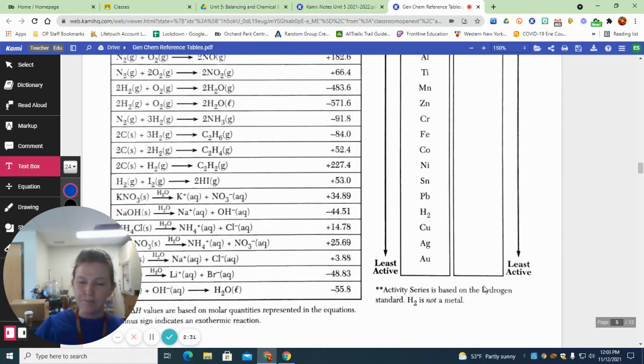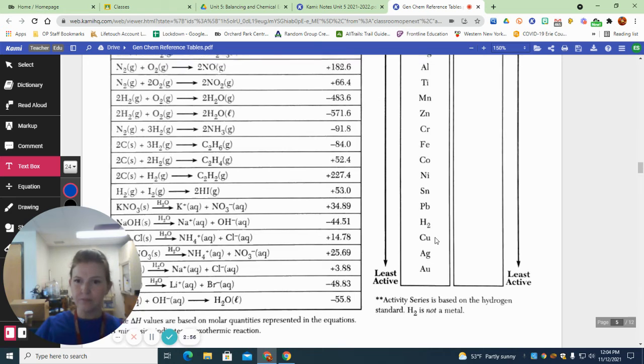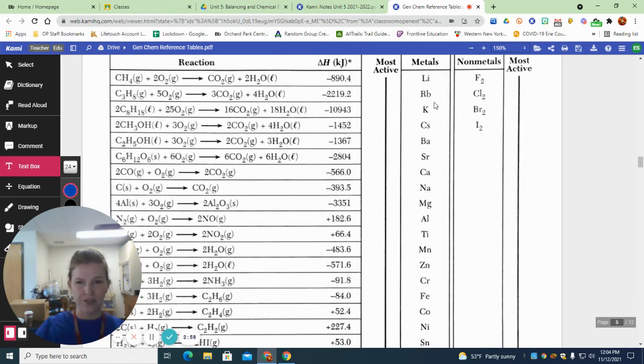Now, this is based on hydrogen. Even though we know hydrogen is technically a nonmetal, hydrogen typically forms a positive ion. So in situations of reactivity, it acts like a metal, and everything is compared to hydrogen. You can see H2 is right here. The only things less reactive than hydrogen would be copper, silver, and gold. Everything more reactive than hydrogen is up above in order of reactivity.